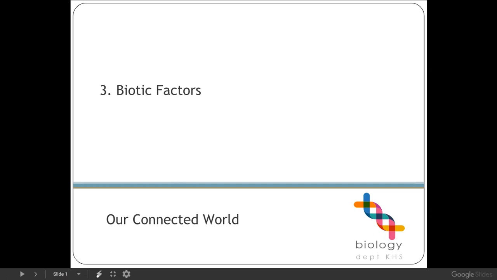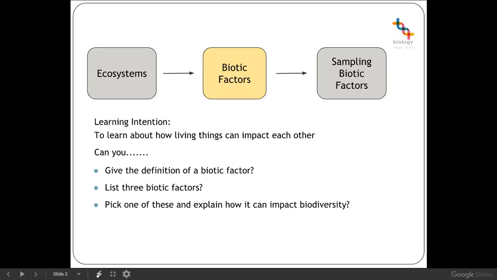This week we're going to be focusing on something called biotic factors. Previously we have looked at biomes and we've looked at ecosystems. In this lesson we're going to look at what biotic factors are and how they can influence our environment. And in the next lessons we'll be looking at how we can go about sampling biotic factors.